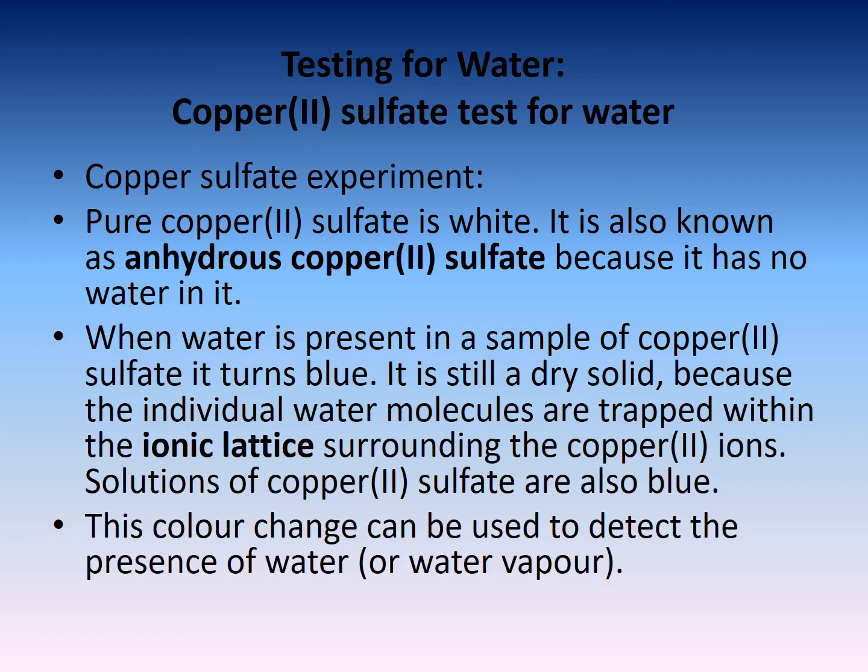Now the next is the testing for water. Copper sulfate test for water. Pure copper(II) sulfate is white. It is also known as anhydrous copper(II) sulfate because it has no water in it. When water is present in a sample of copper(II) sulfate, it turns blue. It is still a dry solid because the individual water molecules are trapped within the ionic lattice surrounding the copper(II) ions. Solutions of copper(II) sulfate are also blue. This color change can be used to detect the presence of water or water vapors.